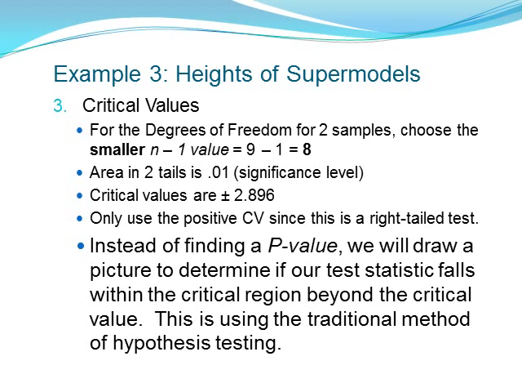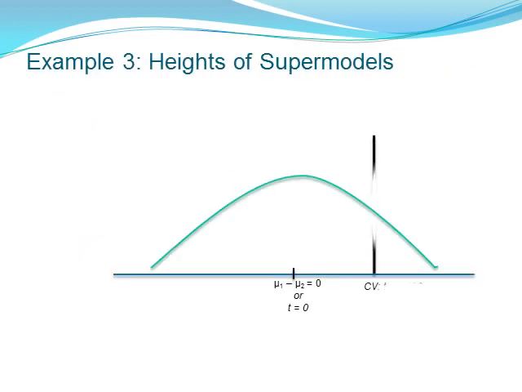Now, since this is a right-tailed test involving greater than, we're only going to use the positive critical value when we do our graph. And then instead of finding a p-value, we will draw a picture to determine if our test statistic falls within the critical region bounded by the critical values. This is using the traditional method of hypothesis testing. Next, we set up our picture of the standard normal distribution curve, and I make a mark at the positive critical value of 2.896. The middle is always going to be matching up with the null hypothesis in our hypothesis test.